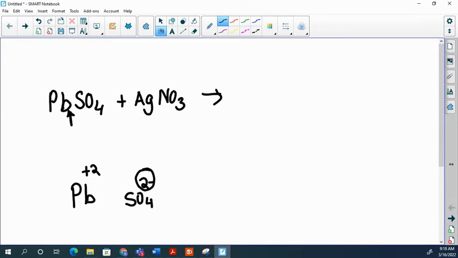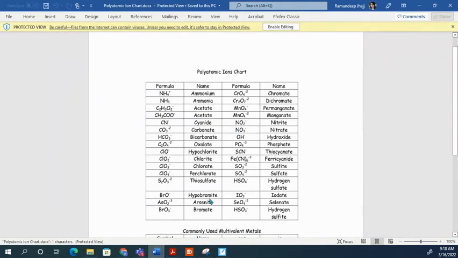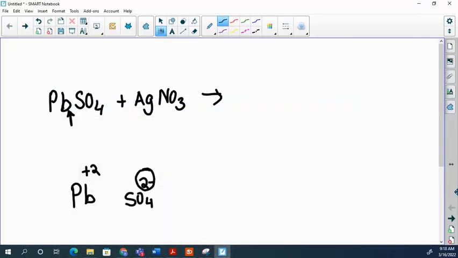And then we need to know the charge on the nitrate ion, NO3, as well, and then determine the charge on Ag. So let's look at the polyatomic ion sheet again. We are looking for nitrate, which is NO3 -1. So we have NO3 -1. And when I'm looking at Ag, it doesn't have any subscript. That means the charge on Ag must be +1. And +1 and -1 just cancel each other out.